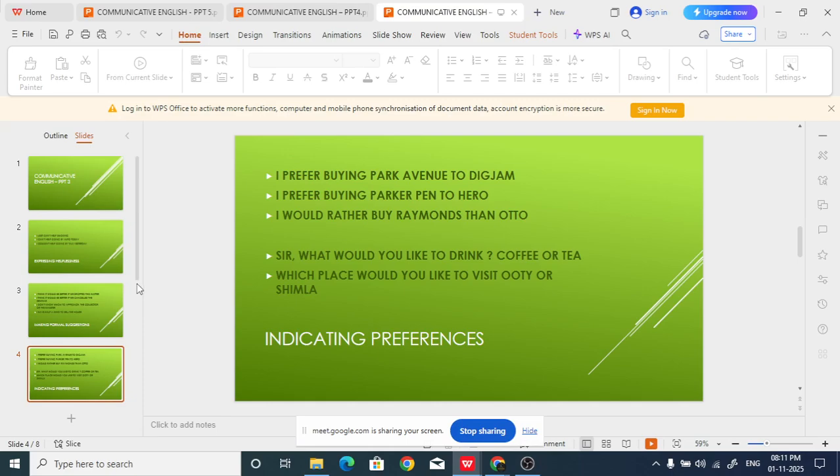Santoshi, you want to try? Yes, sir. I prefer buying vegetables to grocery. Oh, I prefer buying vegetables to grocery. Very good. Fantastic. What is the difference between vegetables and grocery? Can you highlight what you mean by grocery?